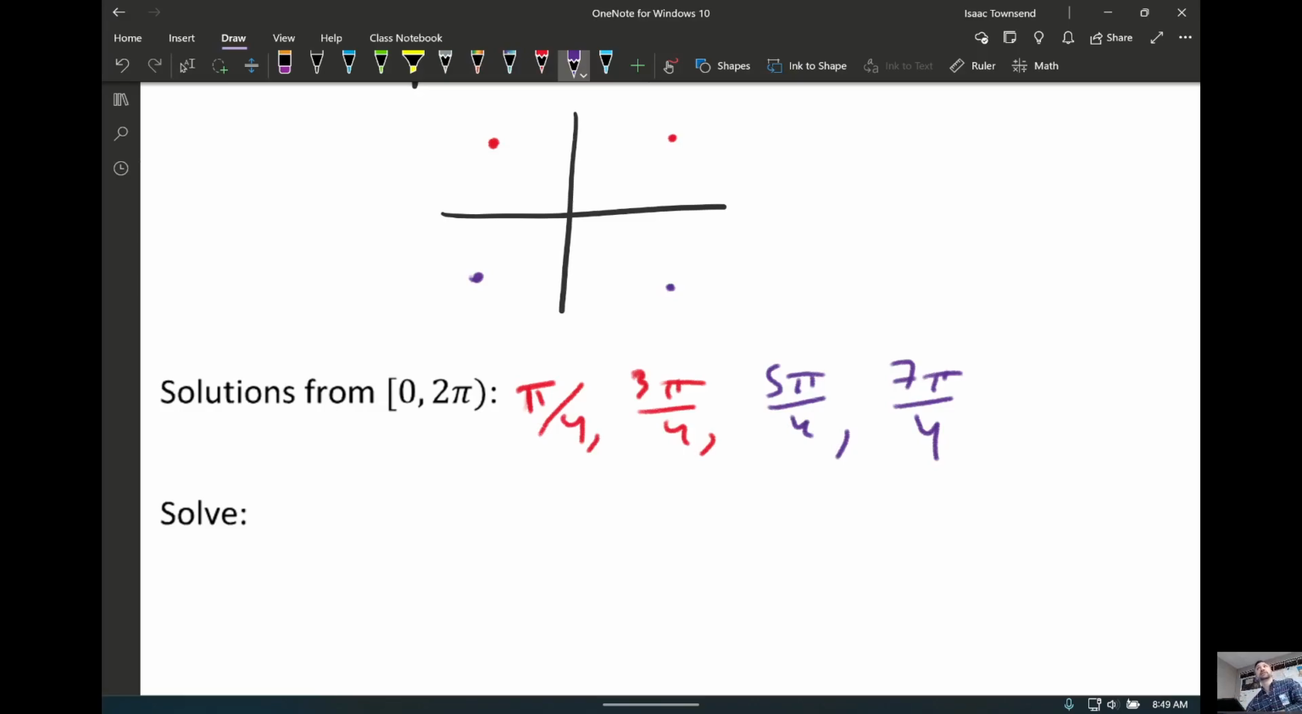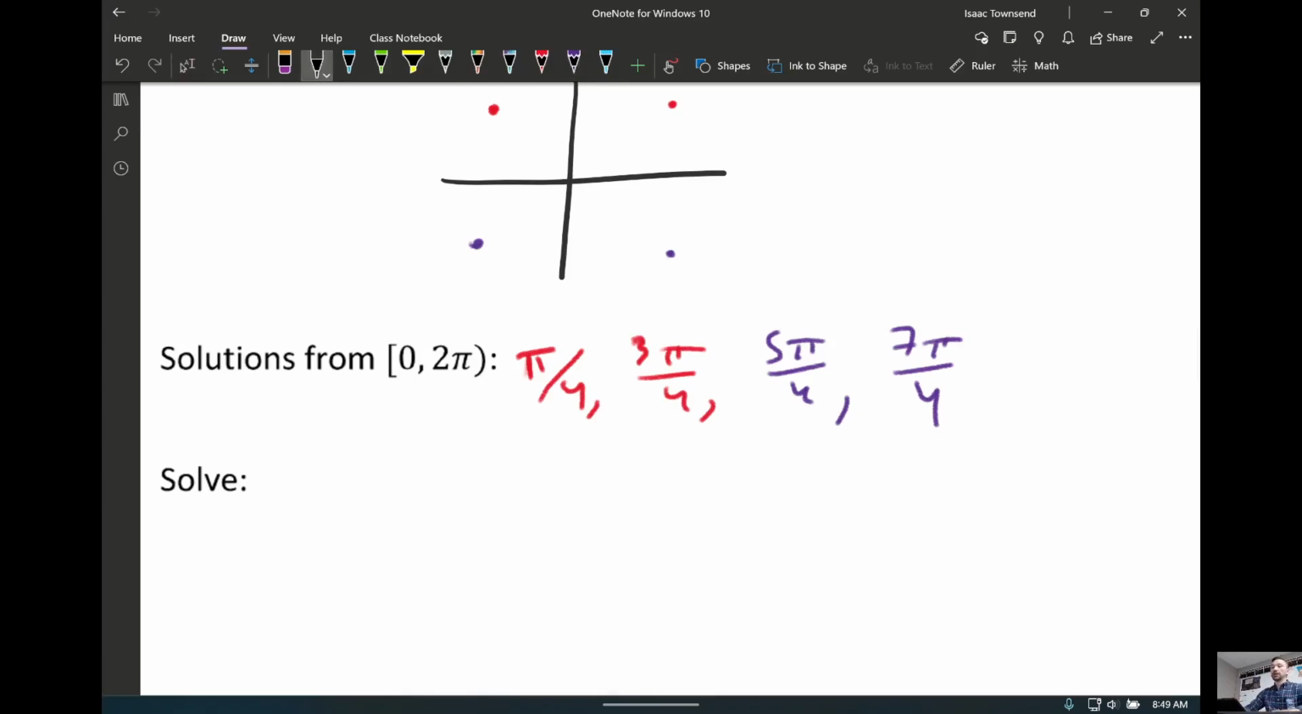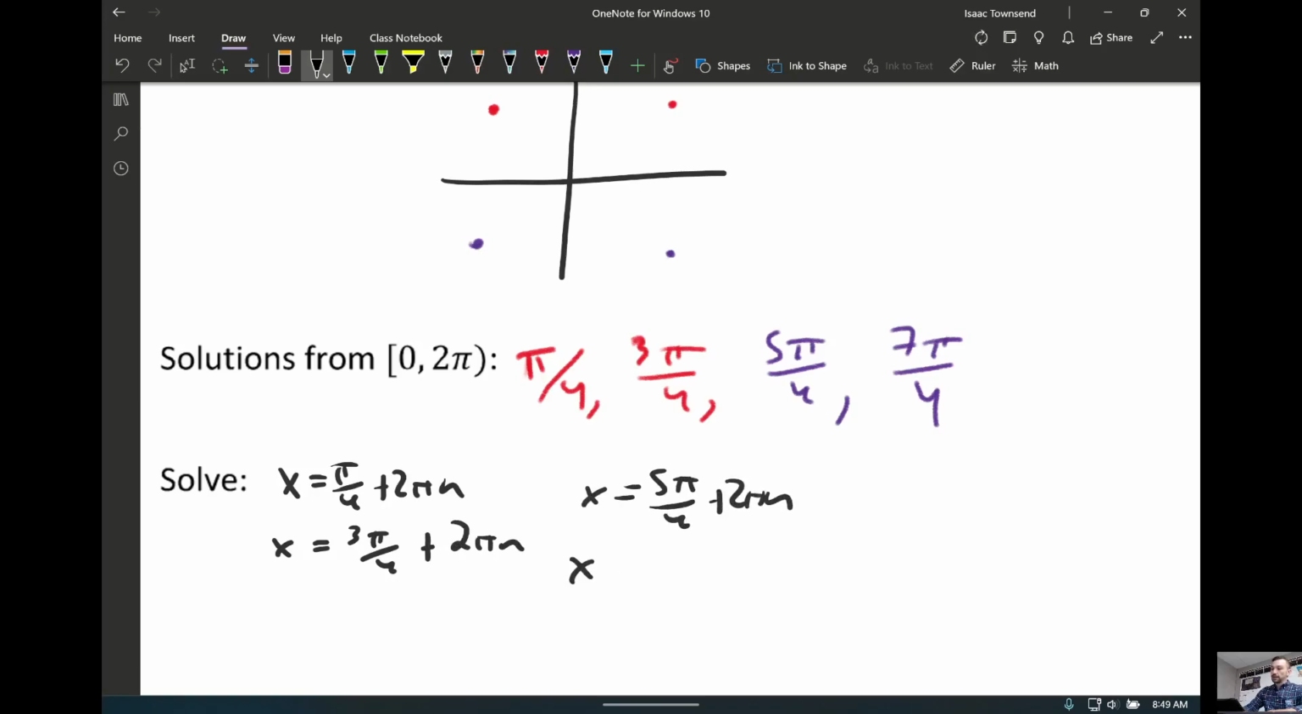If the directions say solve, that implies all the coterminal solutions too. You could do pi over 4 plus coterminal, 3 pi over 4 plus coterminal, 5 pi over 4 plus its coterminal, and 7 pi over 4 plus its coterminal.